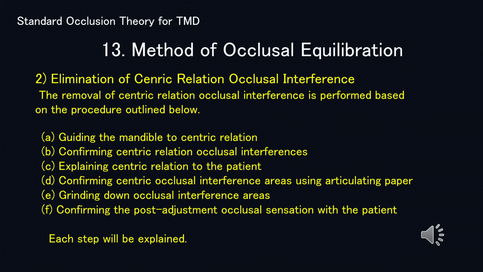D. Confirming Senrich occlusal interference areas using articulating paper. E. Grinding down occlusal interference areas. F. Confirming the post-adjustment occlusal sensation with the patient. Each step will be explained.